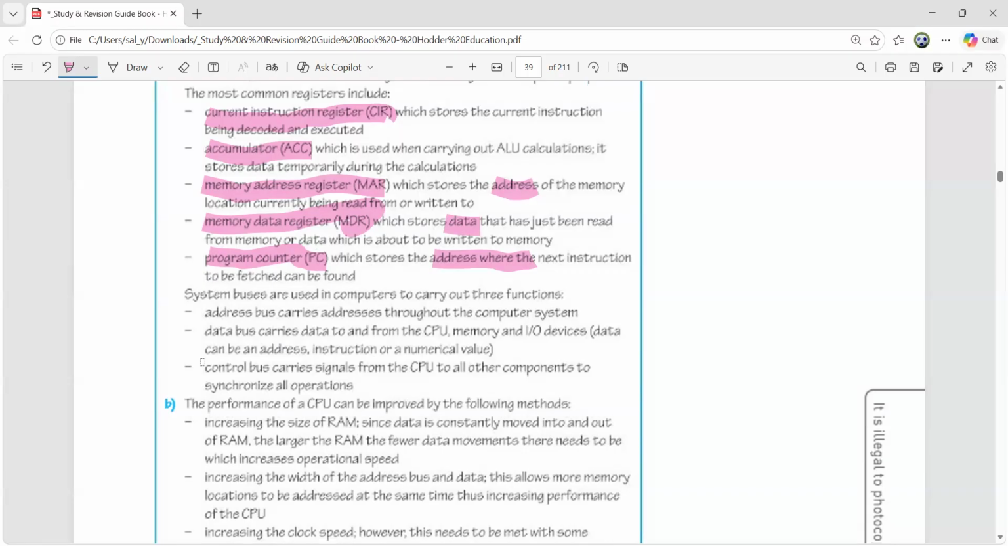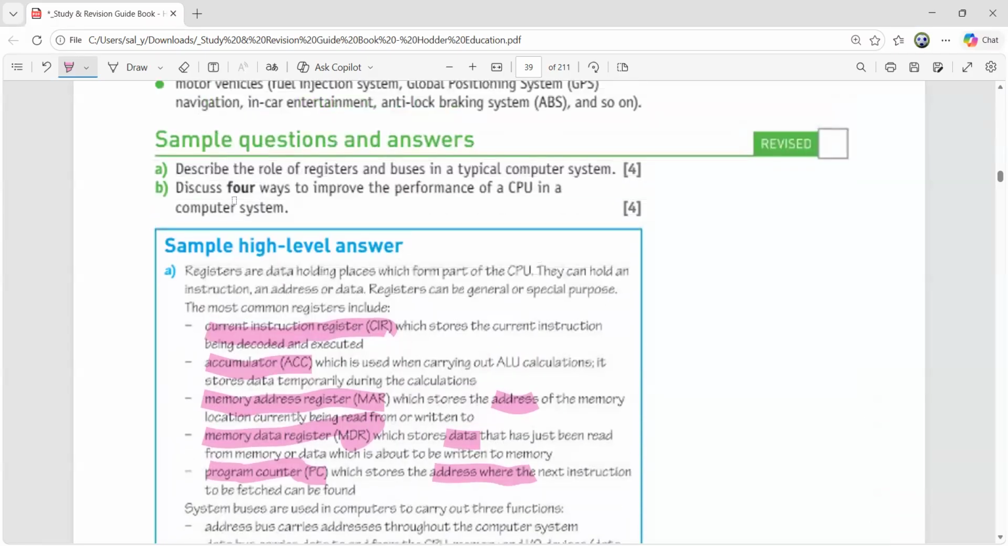Address bus is carrying the addresses throughout the computer system. Data bus is carrying the data to and from the CPU, memory, and I/O devices. Control bus is carrying the signals from the CPU to the memory and all the other components. That is simple, very well answered. Any questions regarding the registers and the buses? From here we have revised the concepts also, and we can see why it is a high level answer and why the examiner will give good marks.